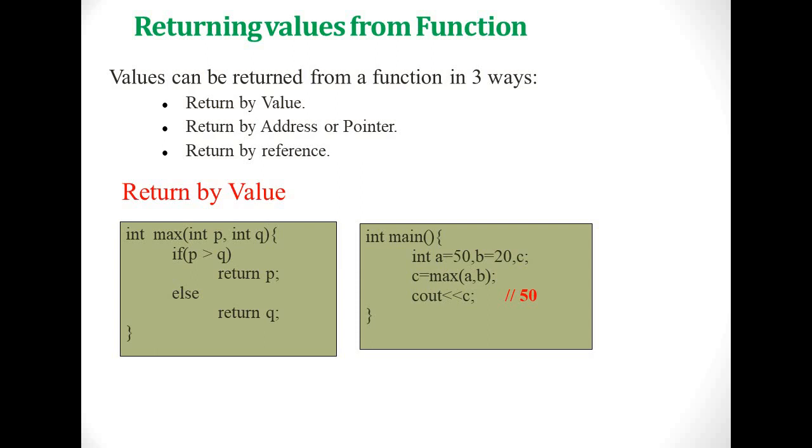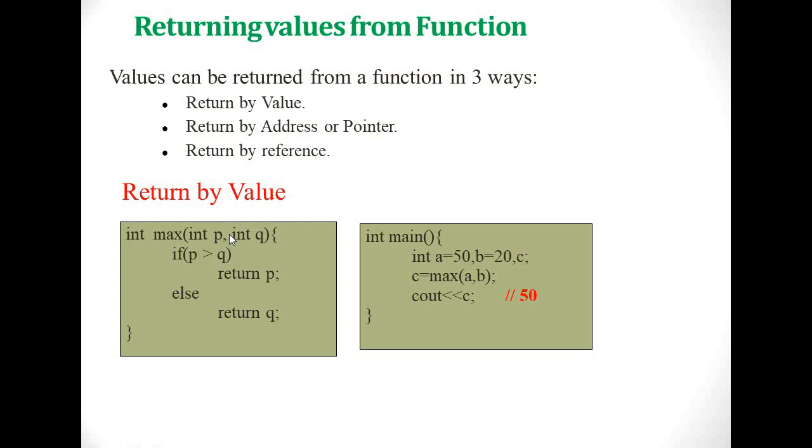This is a sub function and this is a main function. In the main function we are passing a = 50 and b = 20. c is just declared, and then c = max(a, b). Then the maximum value will be stored in c, and then c will be printed. With max(a, b), the max function will be called.